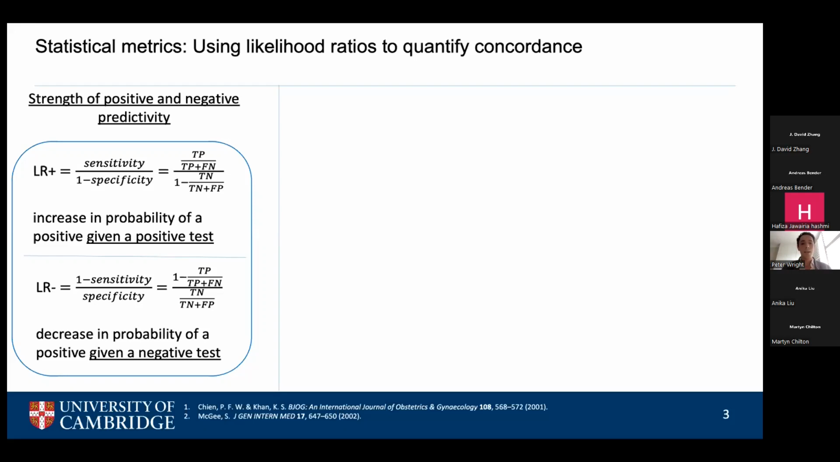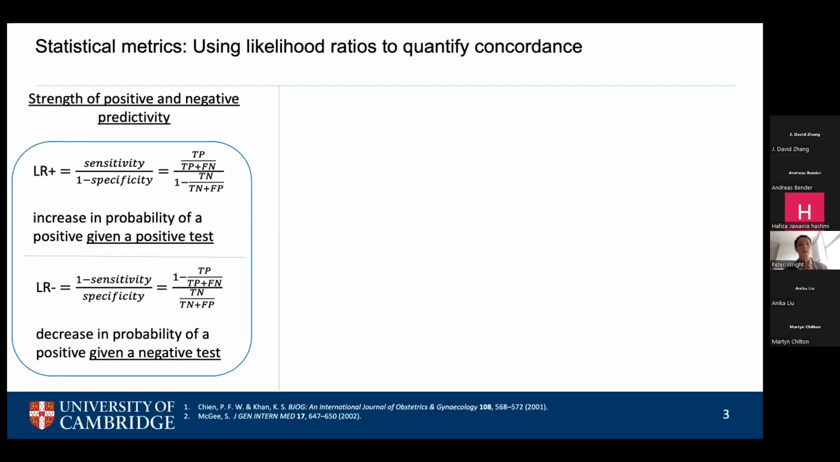I'd like to talk about likelihood ratios in terms of one species, which we call a predictor species, having a likelihood ratio plus of a certain value. This would mean seeing toxicity in that species increases the probability of seeing toxicity in another species.